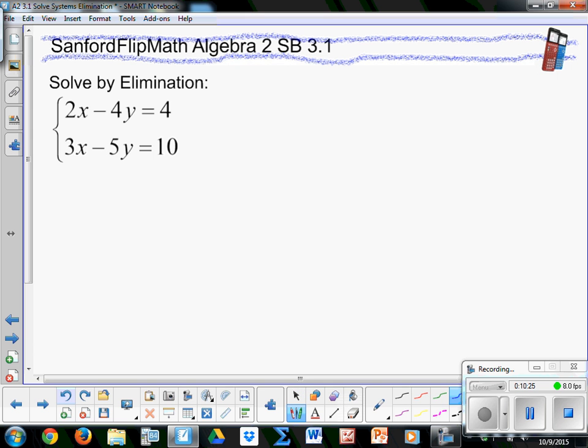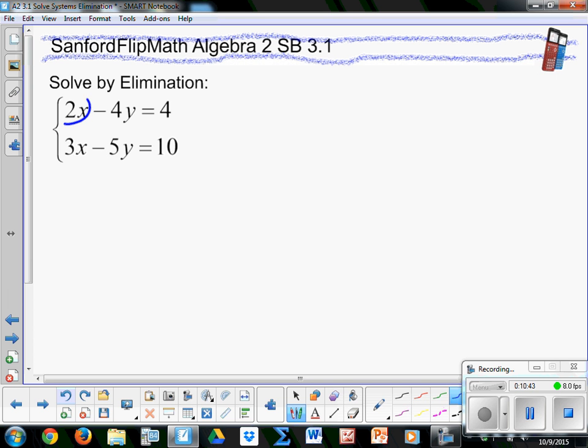I'm not going to generally get both variables to add up to 0. I mean, that could happen, and if that happens, then it's either they were parallel lines, no solution, or they were a single line, a million solutions. So what we're going to do is force this to add up to 0 for some variable.